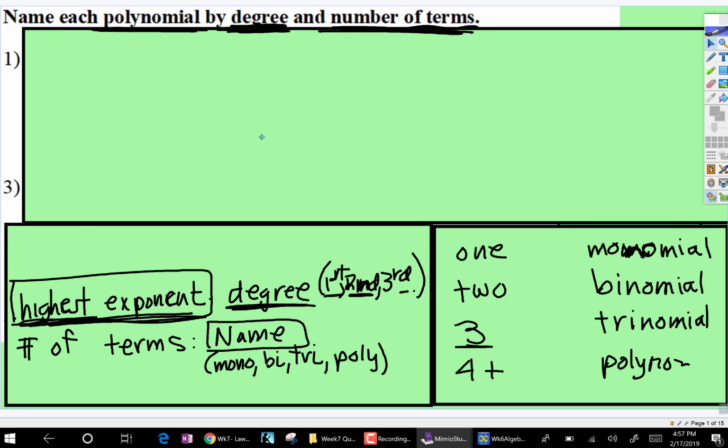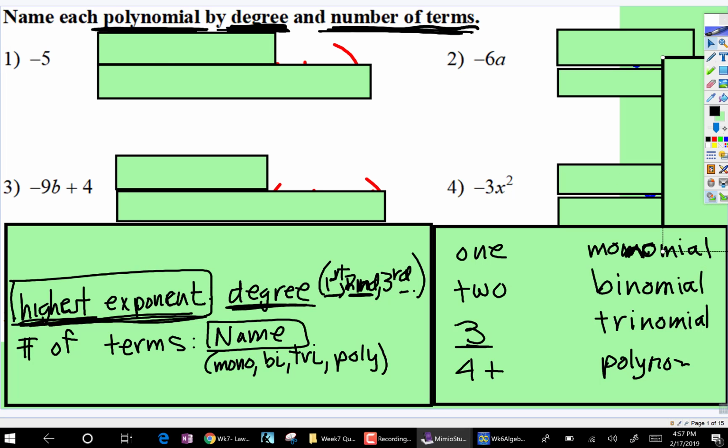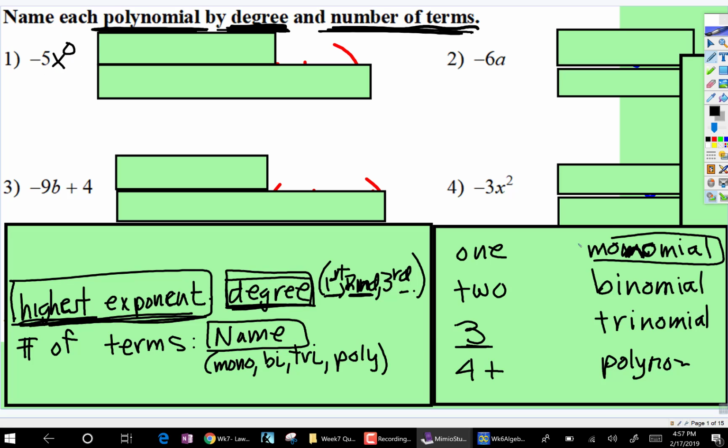So let's go ahead and get on with the explanation. Right here at -5, well, if we look at the highest degree, there's no variable. So think about that as x to the 0. So that's a zero degree, and there's only one term, so a zero degree monomial. Well, if we look over here, that's one term, so monomial, but that's a to the first, so that's a first degree monomial.